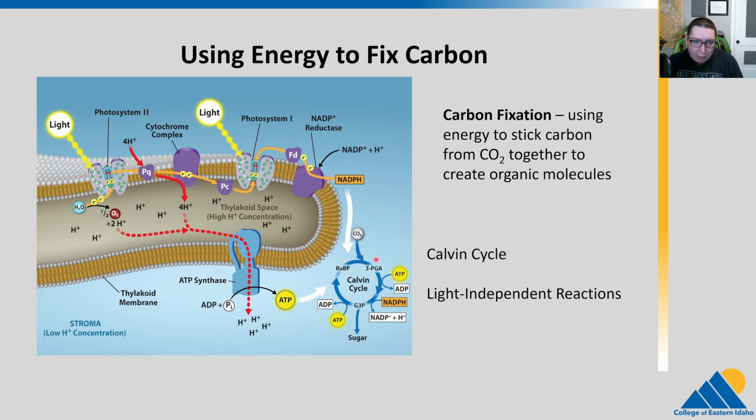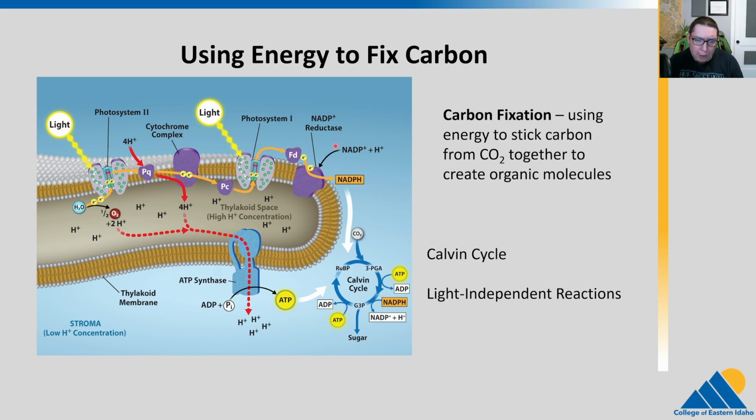The light independent reactions are also called the Calvin cycle, for the person who first described it. The critical bit here is we're taking CO2 and fixing it, carbon fixation, using energy to stick carbon from CO2 together to create organic molecules, which we will call sugars. These ATP and NADPH get used up real quick. We're talking millionths of a second. They are in and out of this to generate that sugar, which is the longer term energy storage.